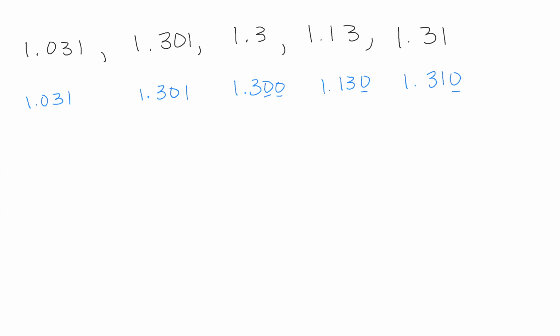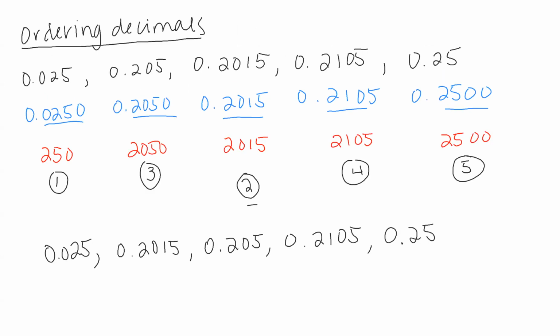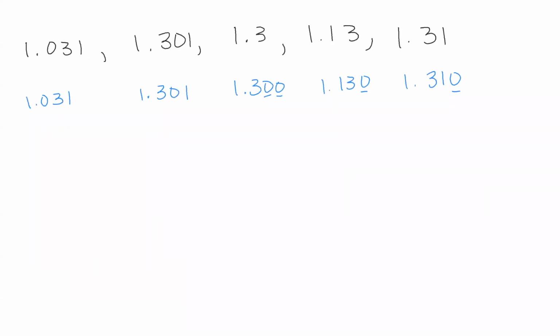Now this is unique compared to the previous example. Everything was just a decimal. There was no whole number. But for this example, we do have whole numbers. So are all of the whole numbers the same? Yes. So we're not going to worry about the 1 in front of the decimal. So we're just going to look at the decimal parts. So we're really comparing 31, 301, 300, 130, and 310.